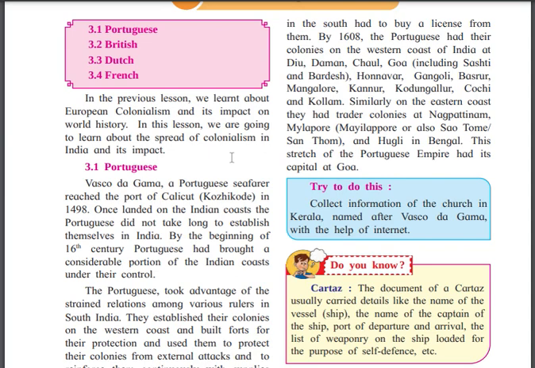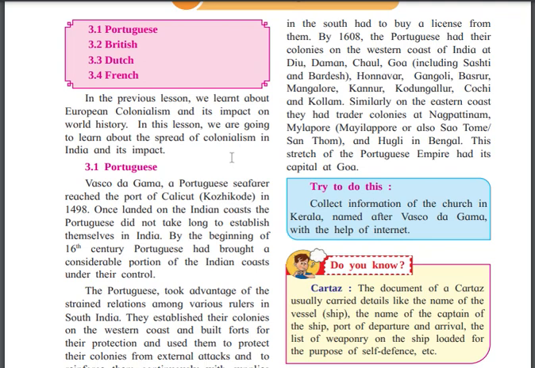Similarly, they also captured the eastern coast. They also had trader colonies at Nagapattinam, Mylapore, and Hooghly in Bengal. This stretched the Portuguese Empire, which had its capital at Goa. Okay. So the Portuguese were very smart. First Vasco da Gama came, and they established their full control in the western part and along the Indian coast, with their main center at Goa.